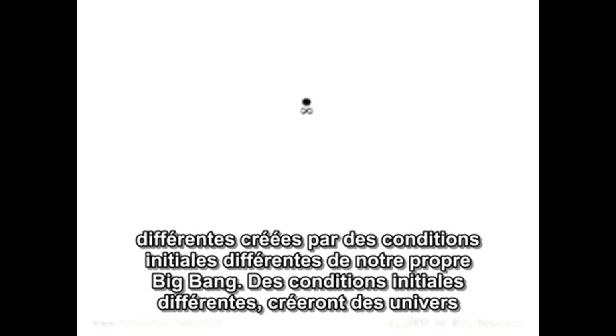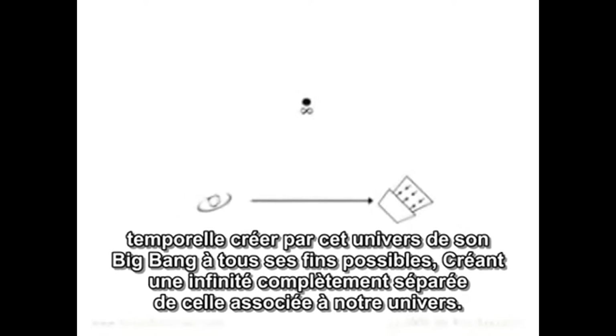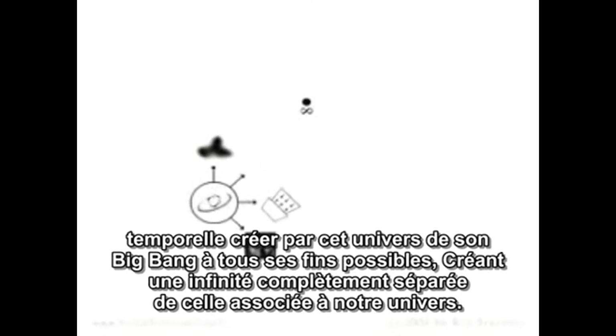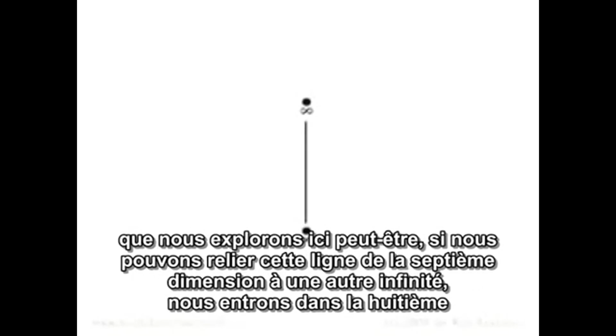Different initial conditions will create different universes, where the basic physical laws such as gravity or the speed of light are not the same as ours. And the resulting branching timelines from that universe's beginning to all its possible endings will create an infinity which is completely separate from the one which is associated with our own universe. So the line we draw in the seventh dimension will join one of those infinities to another. And as boggling as the magnitude of what we're exploring here might be, if we were to branch off from that seventh dimensional line to draw a line to yet another infinity, we'd then be entering the eighth dimension.